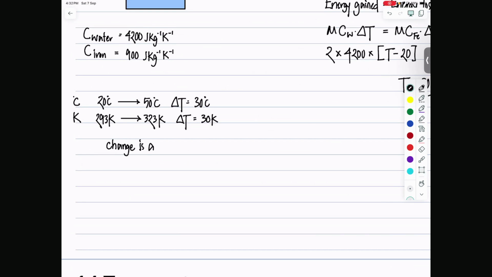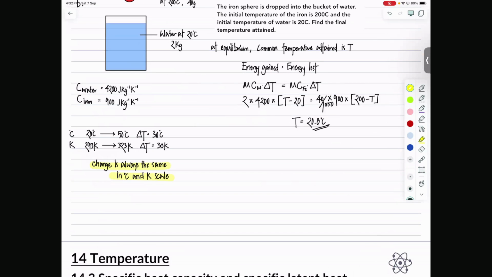So just remember that change is always the same because both are linear scales. Change is always the same in degrees Celsius and Kelvin scale. Yes, absolute value is different, but the change is always the same. Okay, so important. So that's how you get your answer.